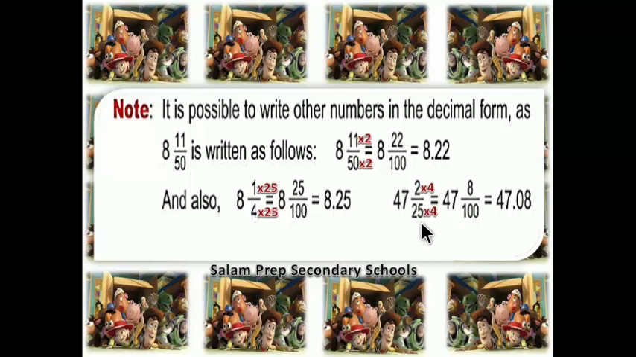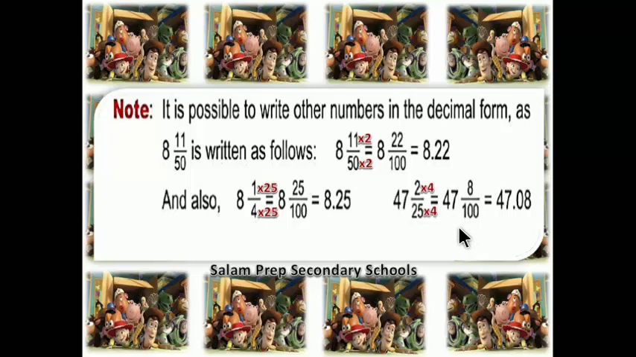The last example for you, 47 and 2 over 25. We need to make the denominator to be 100. The friend of 25 is 4. 25 times 4 equal 100. 2 times 4 equal 8. So 47 and 8 over 100 can be written in decimal form.